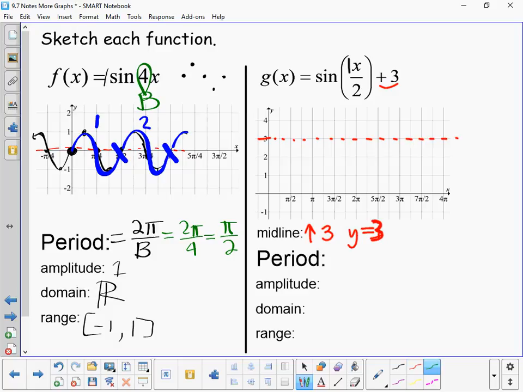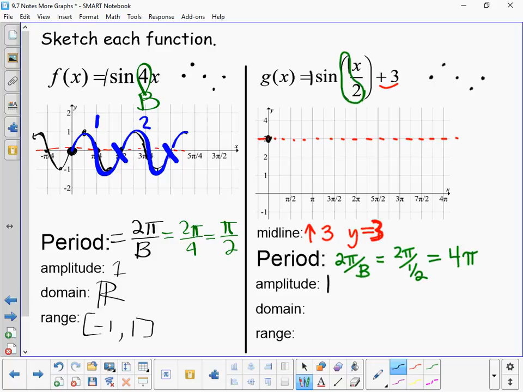And now we need to calculate the period. So the period is 2 pi divided by b. Well, in this case, b is 1/2. 2 pi divided by 1/2 is, well, 2 divided by a half is 4. So 4 pi will be the length of our period. The amplitude of our function is just 1, and we're using the regular sine pattern.